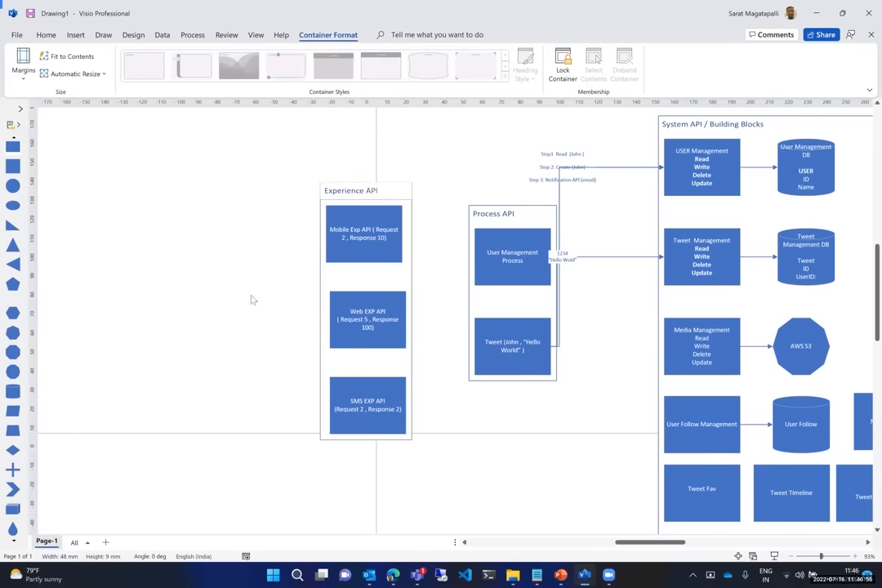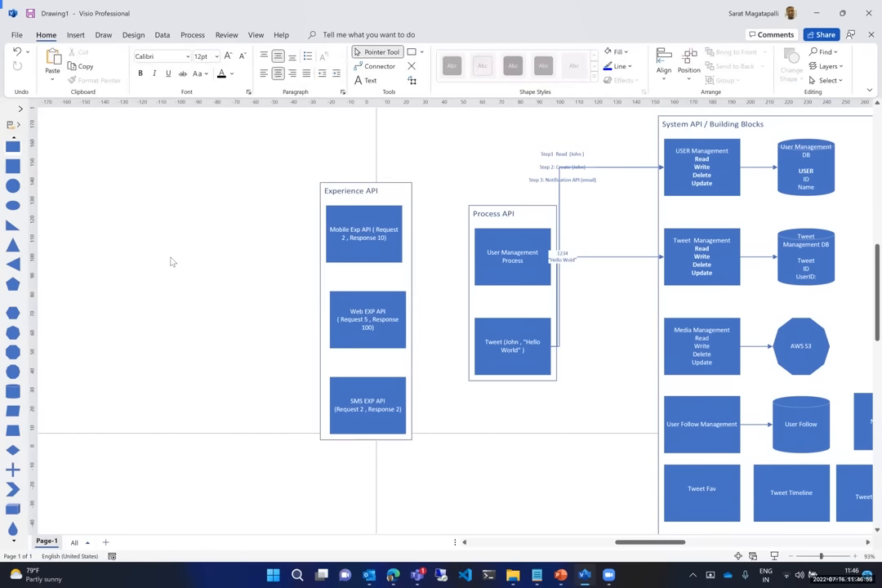So if someone is accessing from the mobile, let's say John is accessing Twitter from the mobile, how will the flow be? It will come to the mobile experience API, then go to the process API, and then talk to the system APIs, right? So we ensure John's experience is managed better by having only 10 fields in the response. If John is accessing via the web portal, like www.twitter.com, then he might see more fields in the response. So this is an experience API.